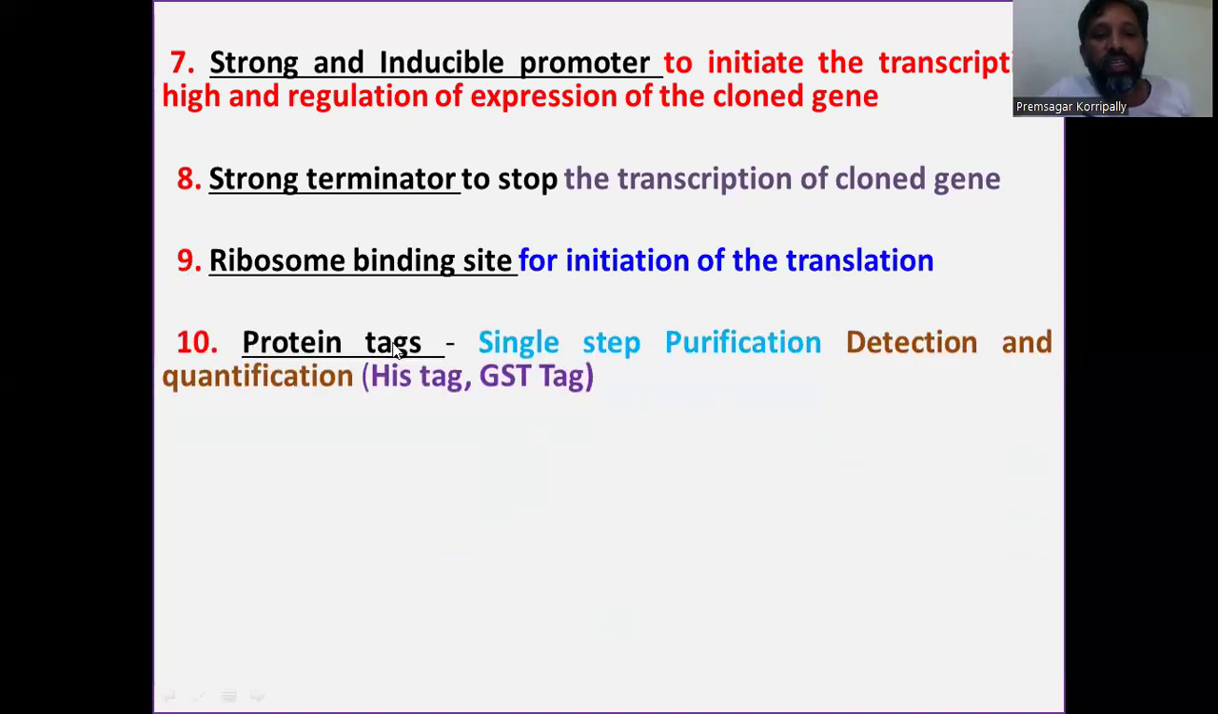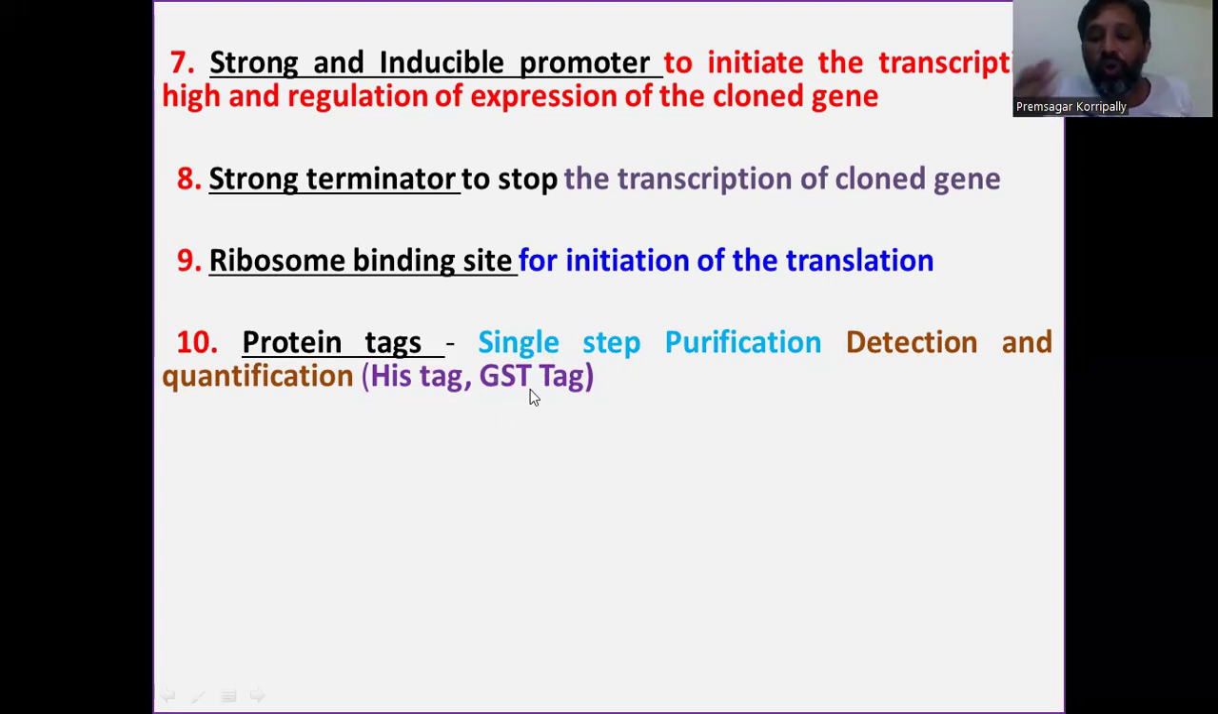And the 10th point is protein tags. Protein tags are very small, and very, very helpful in the purification of the recombinant protein, detection, and quantification. For example, there is a His-tag, which means 6 histidines, or glutathione S-transferase. Both are there downstream to the promoter, after the ribosome binding site. The His tags and GST tags are there.